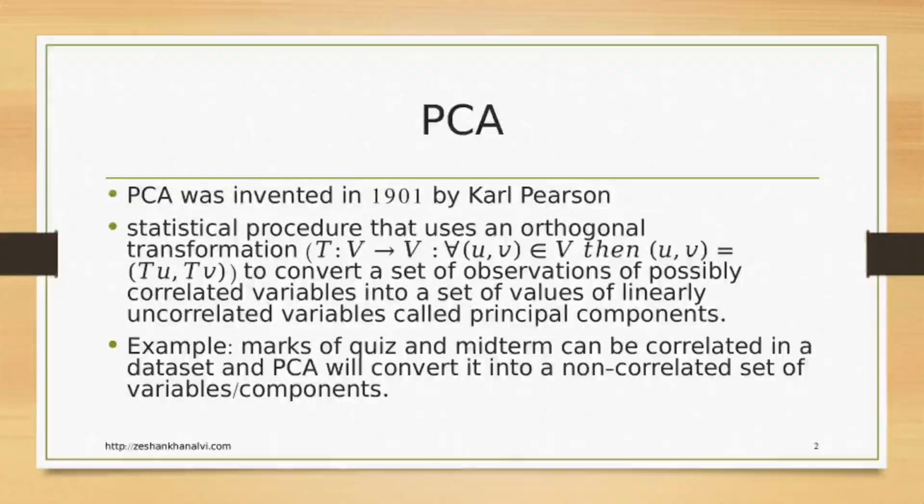It's just a statistical process for the orthogonal transformation of one set of features to another set of features, or a vector to another form of vector. And the advantage is, for example, we have marks of quiz and the marks of midterm, and they are correlated in a data set. The PCA will result in a new set of features which are a non-correlated set of features, or the set of components.